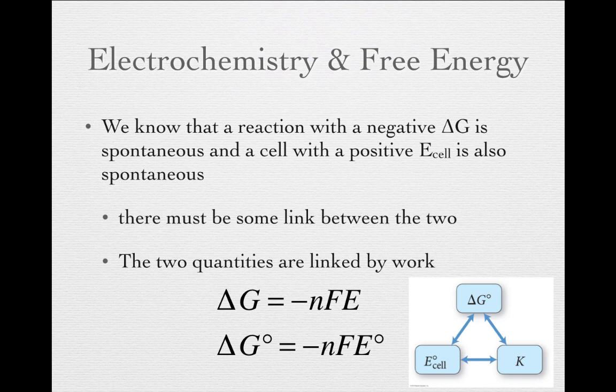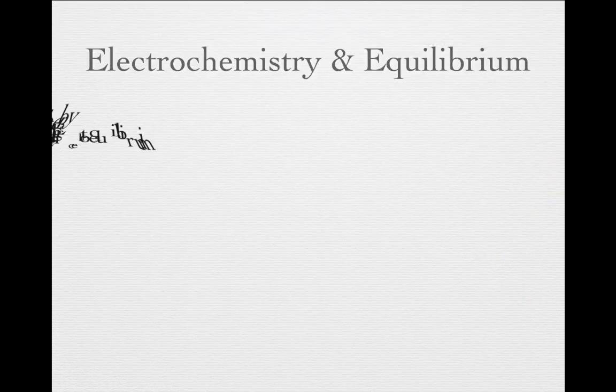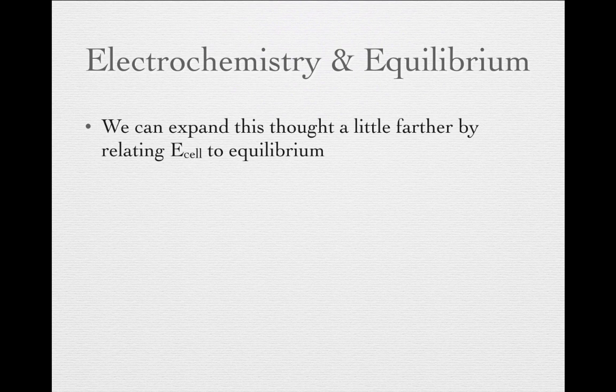And our values in there, so n is the number of electrons that are transferred during the course of a reaction. F is Faraday's constant, which is basically 96,485 coulombs per mole. And E, of course, would be the E cell that we calculate using the method we just learned. As it turns out, we can also link electrochemistry and equilibrium.